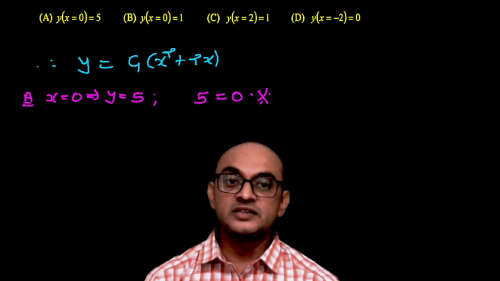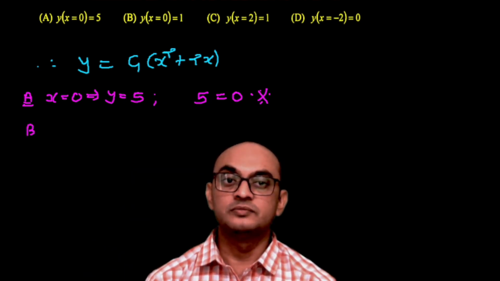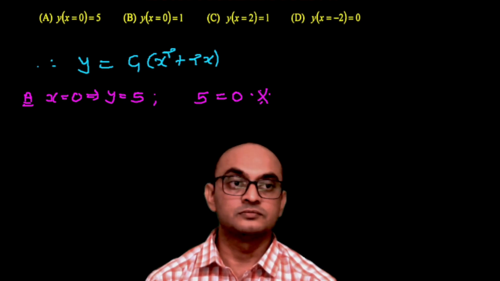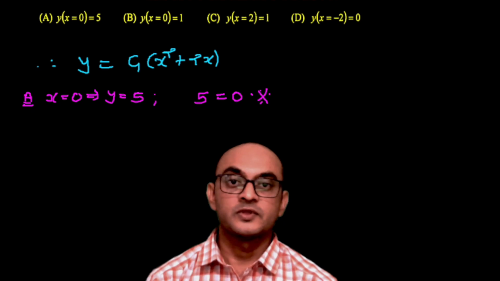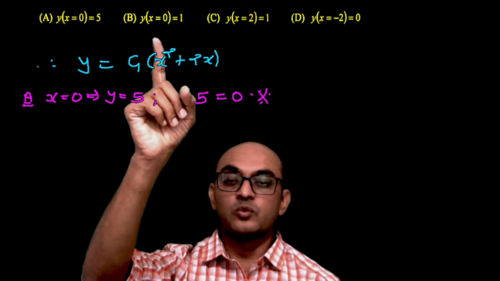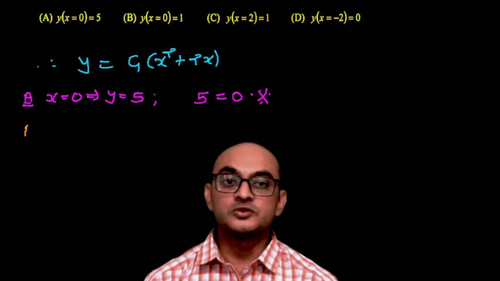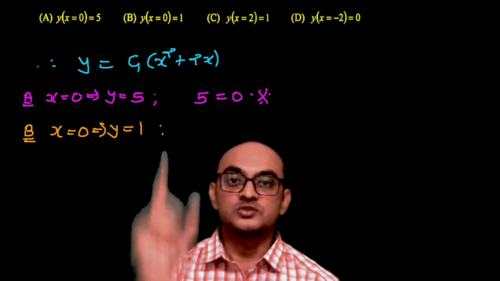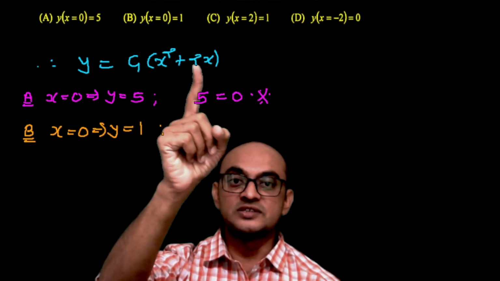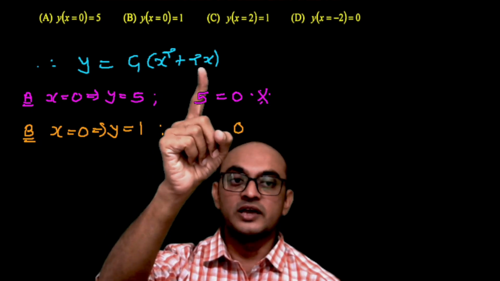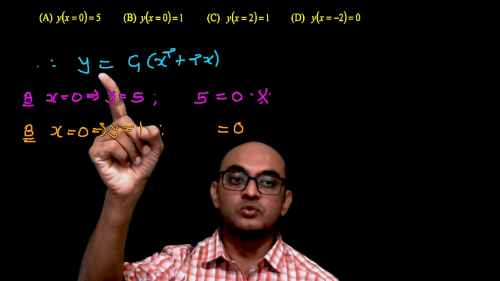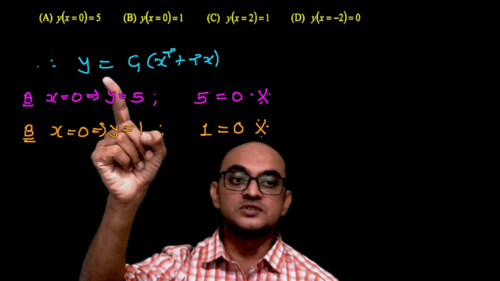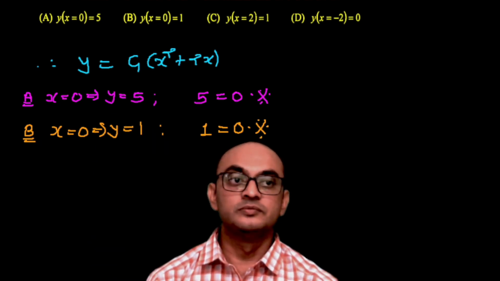The next condition is option B. The next condition is when x is equal to 0, y is equal to 1. So when I substitute x equal to 0, this is 0 square plus 2 into 0 is 0, which is equal to y, that is 1. So 1 equal to 0, again not possible.